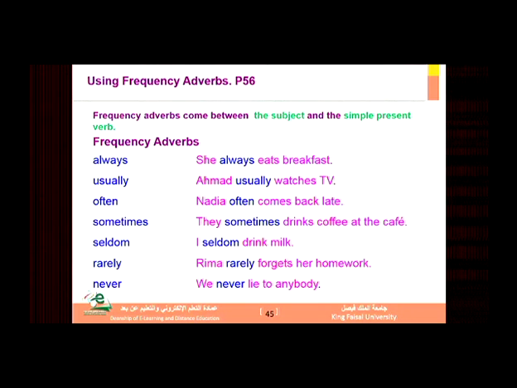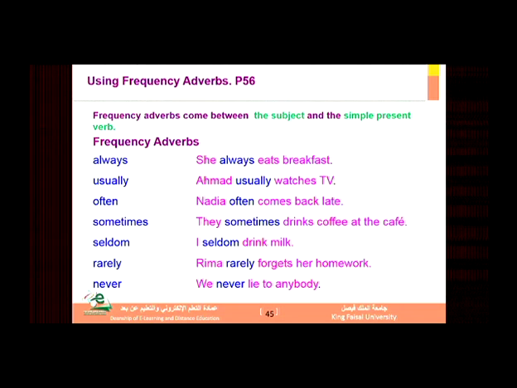Moving to the second example, usually: Ahmed usually watches TV. Again, the adverb usually comes immediately after the subject and before the verb. So the place for the adverbs of frequency is between subject and verb. Often: Nadia often comes back late. She arrives late. Sometimes: they sometimes drink coffee at the cafe.